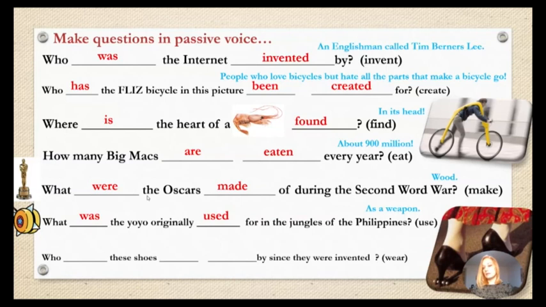And the last one, look at the picture. These are heels, women's shoes, and they have little wheels. Hope you can see it well. So you have the word since they were invented. So it must be present perfect. We have shoes, plural, so we must use have been. Who have these shoes been worn by since they were invented? And listen to this. They have been worn by girls learning to walk on high heels.